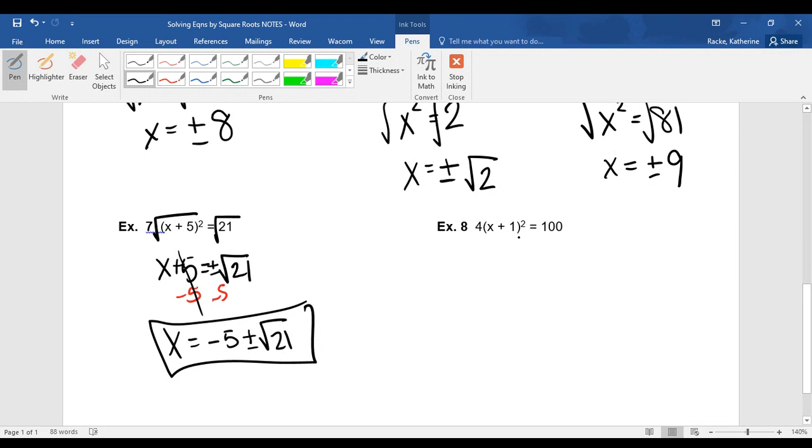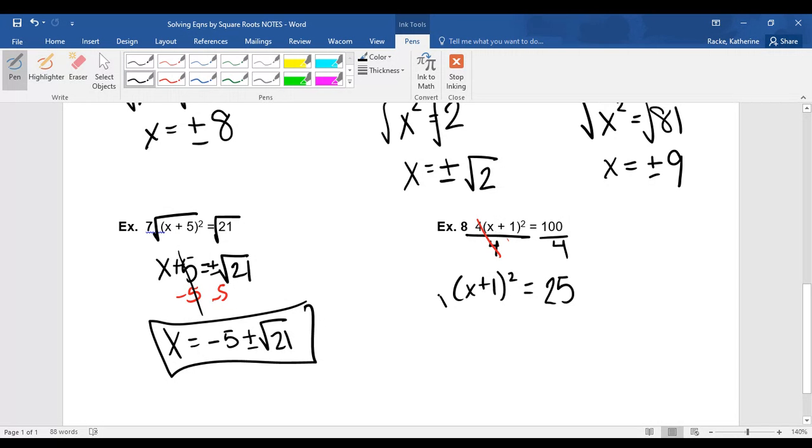All right. So example 8 looks a little bit like example 5 or 7, but now we have a number in front. We have this 4 in the front. Before I can square root it, I need to get this whole x plus 1 squared by itself. So to get this 4 that's being multiplied by the parentheses to the other side, I'm going to need to divide both sides by 4. This cancels out. I get x plus 1 squared equals 100 divided by 4, which gives me 25.